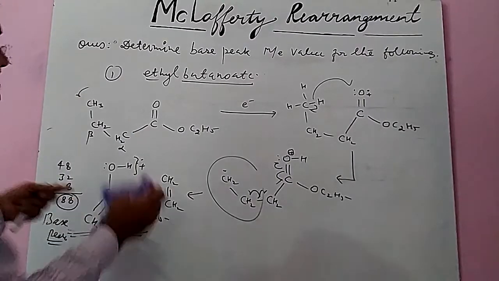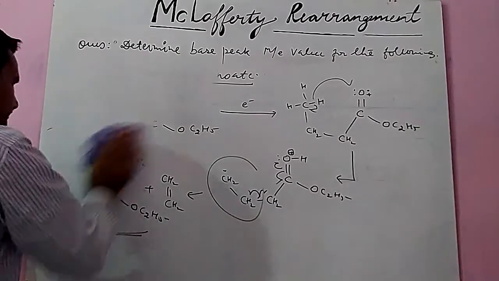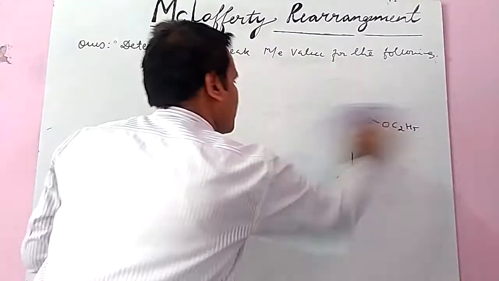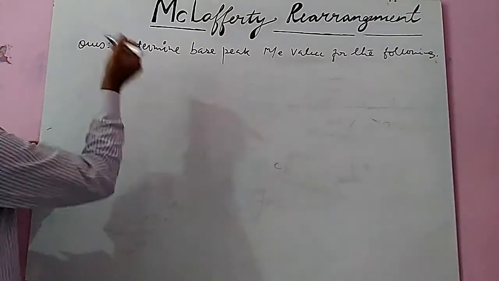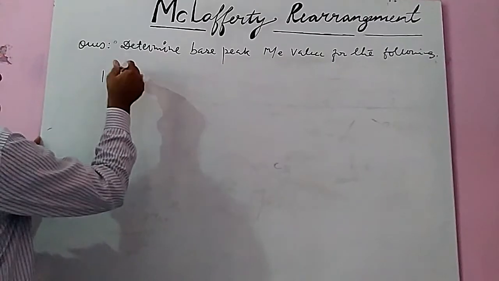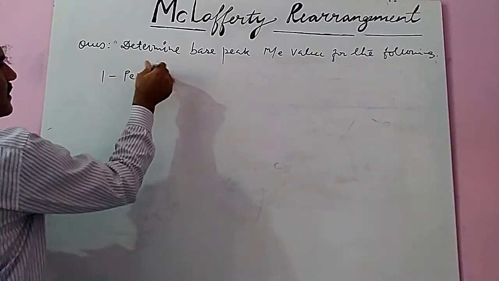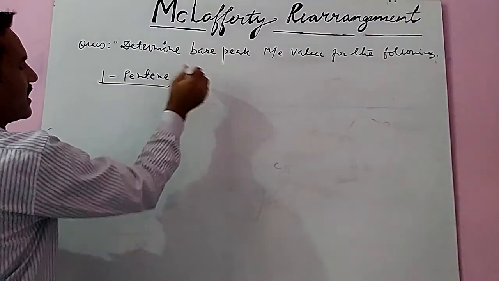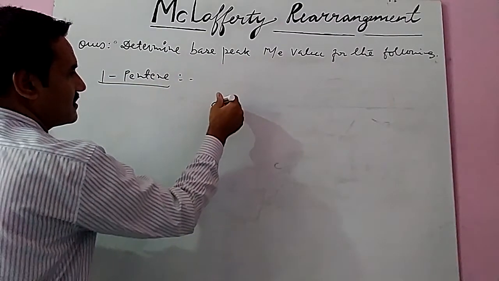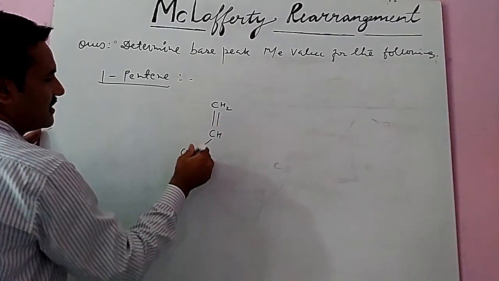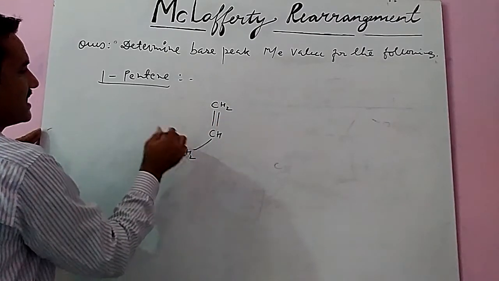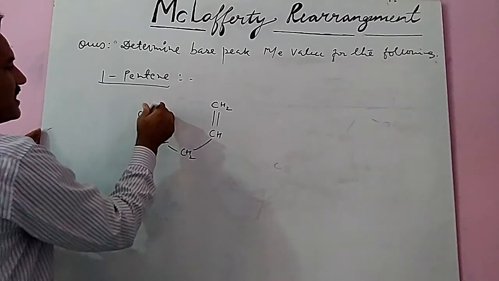Another example, you can check the second example. You can check and identify the molecule. The next example is 1-pentene. In 1-pentene, CH2 double bond CH, then CH2, then CH2, then CH3.